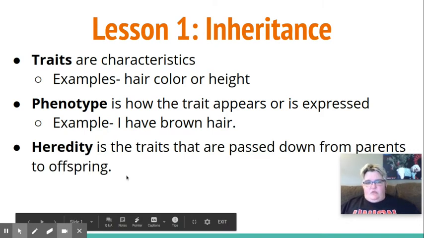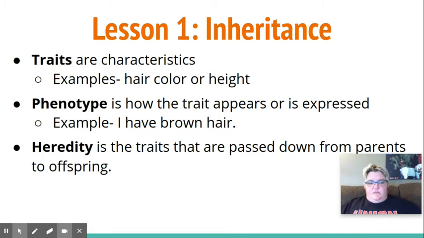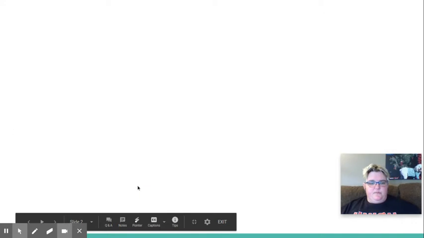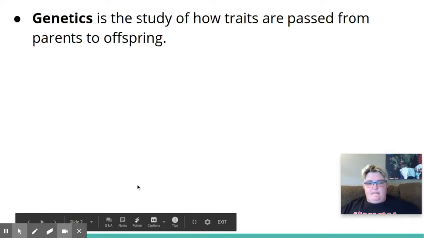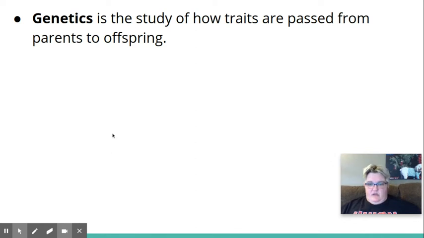Heredity, which is the study of genetics, is the traits that are passed down from parents to offspring. So heredity or your genetics is what we're going to be looking at in this entire unit, really. The things that we can actually see above us in our parents, grandparents, and so on. So, genetics is the study of that heredity. It's the study of how traits are passed from parents to offspring. Okay, that's just the technical definition of it.